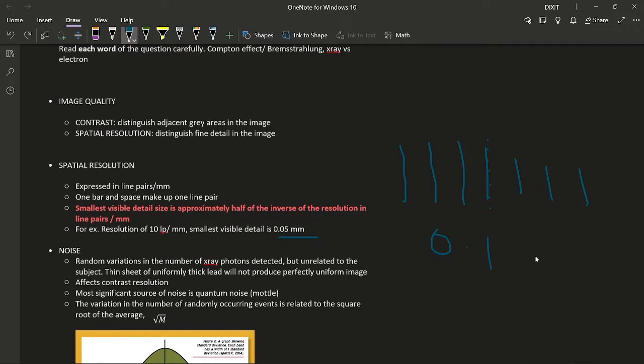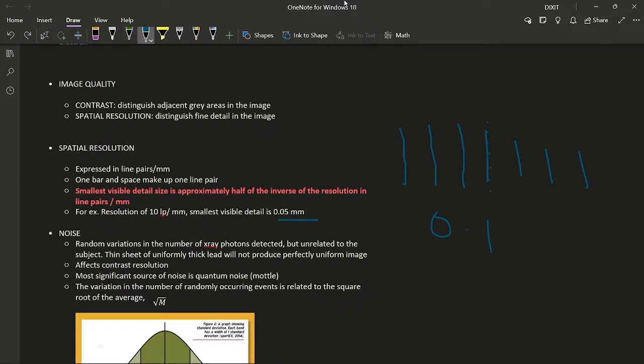Now noise refers to the random variations in the number of photons detected, which are unrelated to the subject. If you imagine a thin sheet of lead and you shoot x-rays and try to make a film, especially with old film screen radiography, you will notice that the image formed is not perfectly uniform. If you look carefully, it will have a slightly mottled appearance, and the reason for this is noise. Noise mainly affects contrast resolution and not spatial resolution.